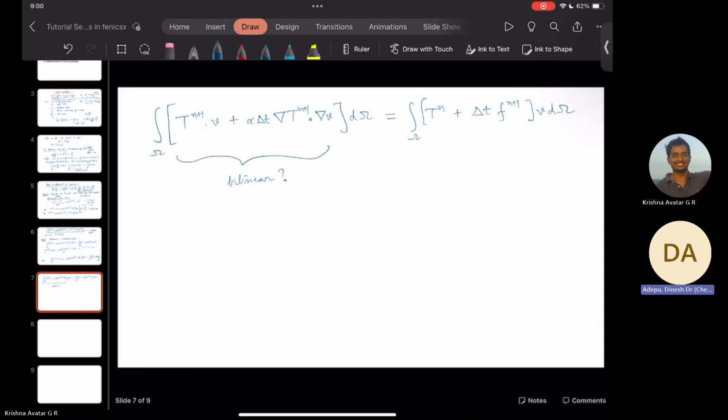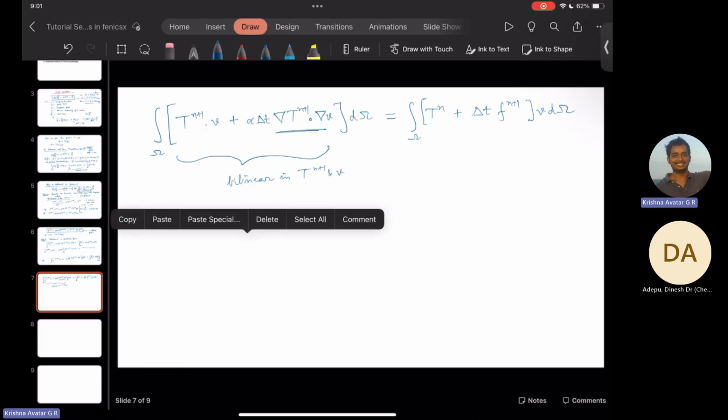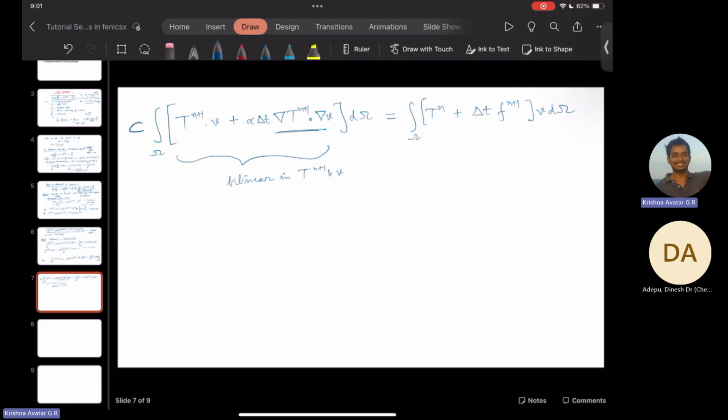Bilinear means you take in temperature and V. So it's like A dot B, bilinear. Exactly. Even in this case it's the same, this is also bilinear. Say if we scale T by some constant c, then that will effectively just bring out c and leave the original same thing.